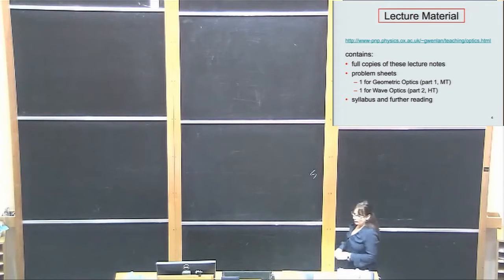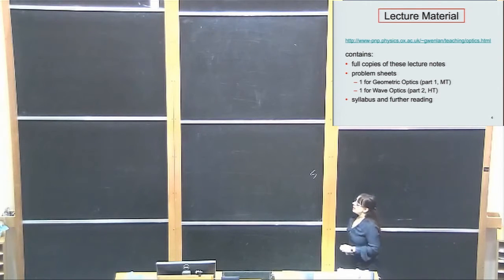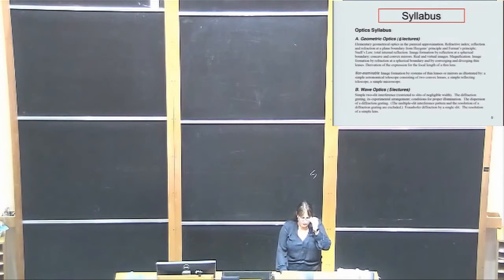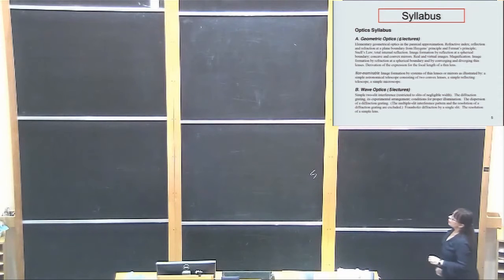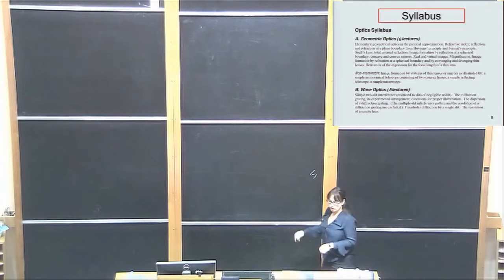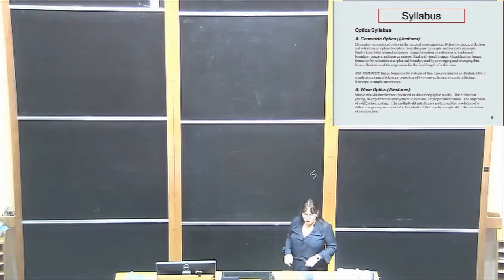Okay. Also on my lecture website, you'll find problem sheets. There is just one for this part of the course, which is clearly labelled Geometric Optics. And then there's another one, it's already up, but that's not until Hilary term. And then you'll find a syllabus and further reading as well. Okay, here's a summary of the syllabus. I won't particularly talk about this too much, but it is just to give you a guide of what we're going to talk about.